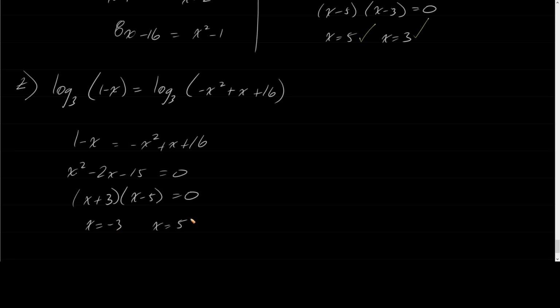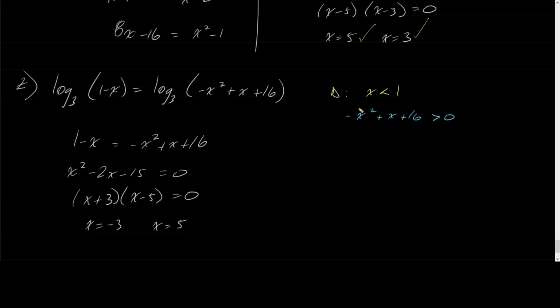But from our domain here, let's look at our domain. This part, 1 minus x, has to be greater than 0. So that gives us that x must be less than 1. And remember, we have 1 minus x is greater than 0. So that's how I get x is less than 1. From the second one, though, that's a little more difficult. Let's see. So we have that negative x squared plus x plus 16 must be greater than 0.